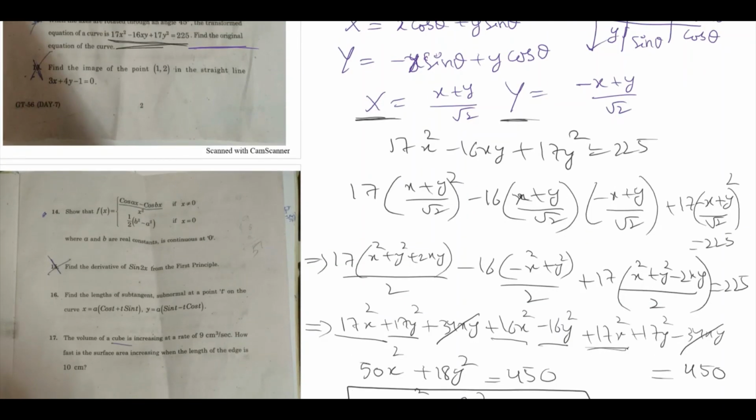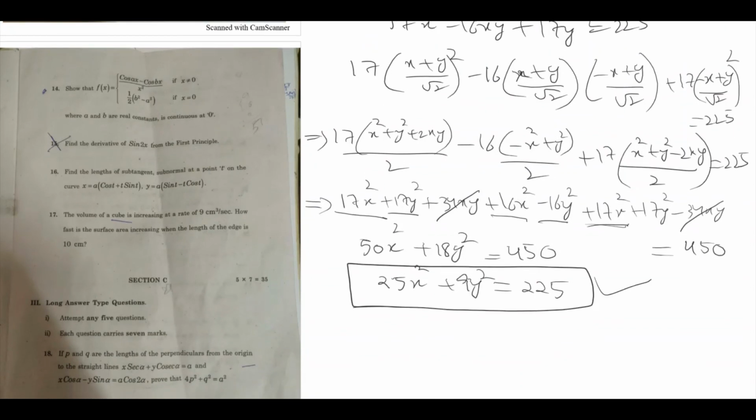The given equation is the transformed equation here, and the obtained one is the original or the old equation.